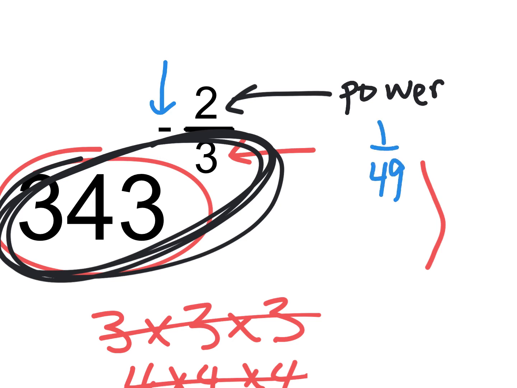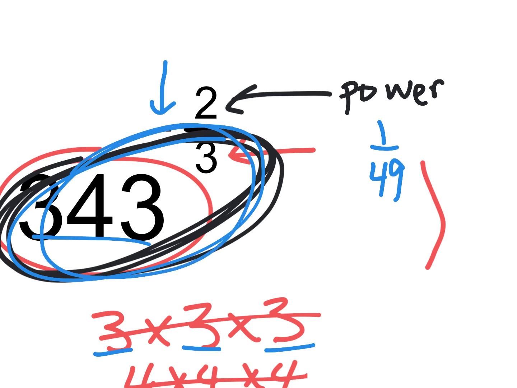How'd that happen again? We had to go, what times what times what made 343? And we figured out it was 7. And then we took 7 squared was 49. And then there was this negative right there, and that meant 1 over it. Can you keep track of all that? That's hard.